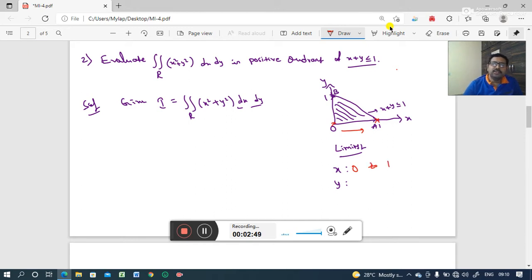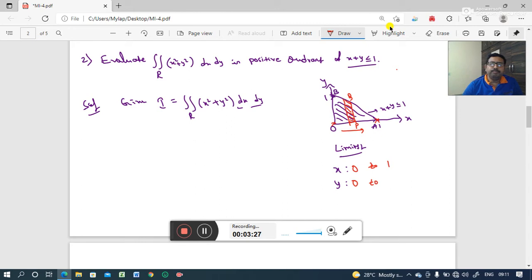Then to write y limits you draw a vertical line in the closed region, a vertical strip. We name it as point P and point Q. Point P is on x axis. So on x axis what is your y value? Y value is 0. You always remember on x axis your y value is 0 and on y axis your x value will be 0. Here point P is touching x axis, therefore your y value is 0. So 0 acts as the lower limit of y.